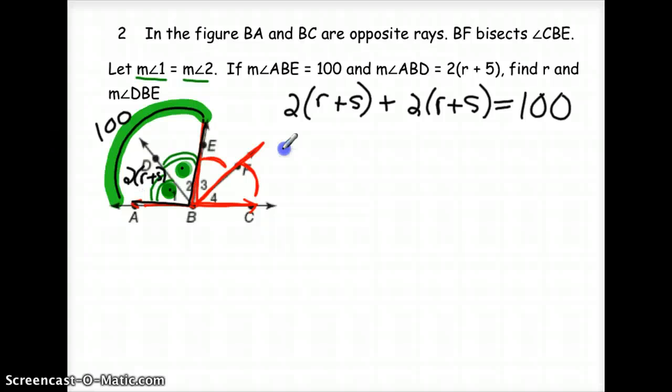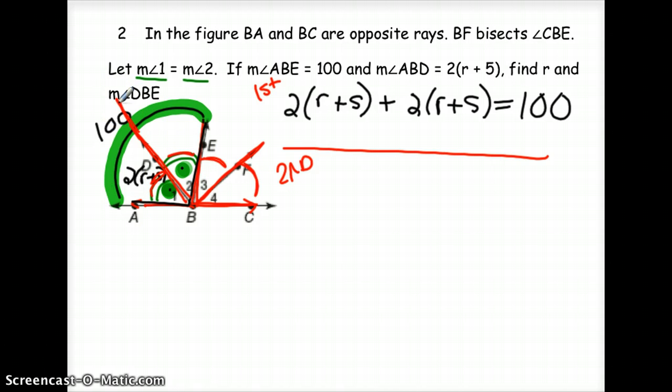Some students might be saying, this was our first way. Our second way, if these 2 are going to be equal, then I'm going to cut this 100 into 2 equal pieces. That would make this 50. So that's the other way to solve this problem. You could take your 2 times your quantity R plus 5 and equal it to 50. Either one of those is correct. I'm going to go ahead and work on the second one.